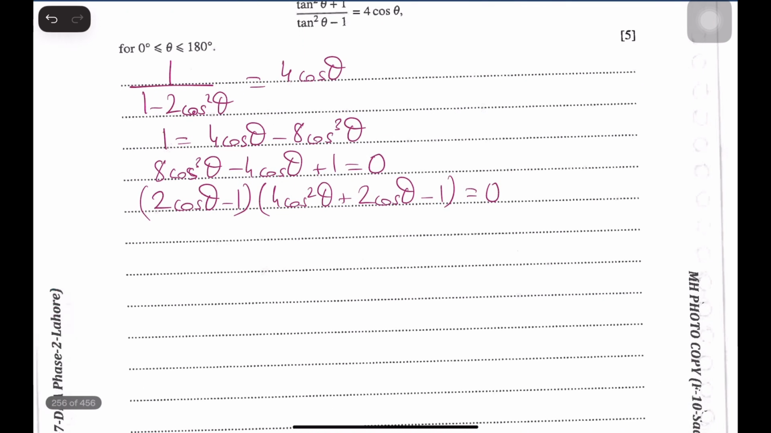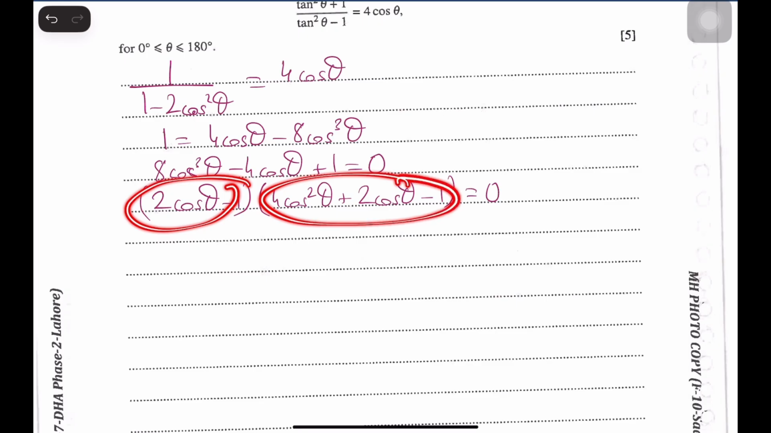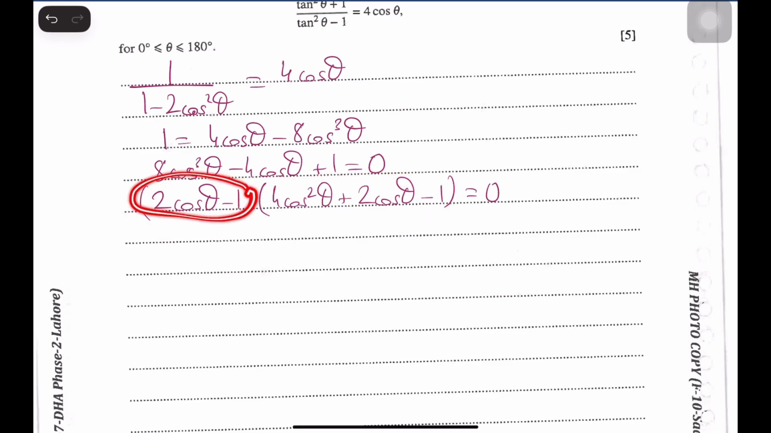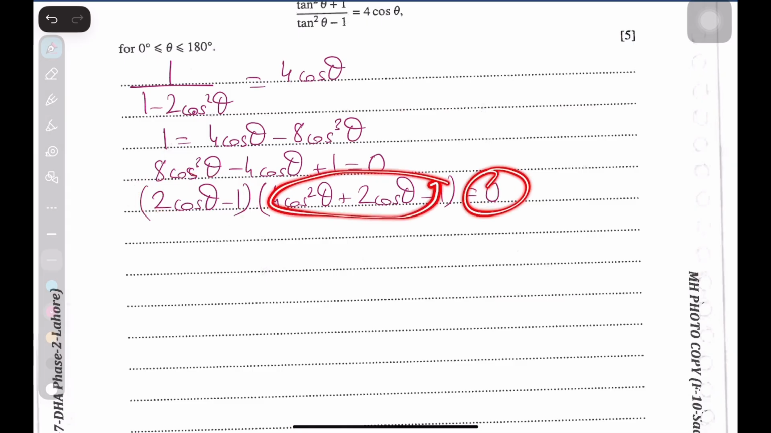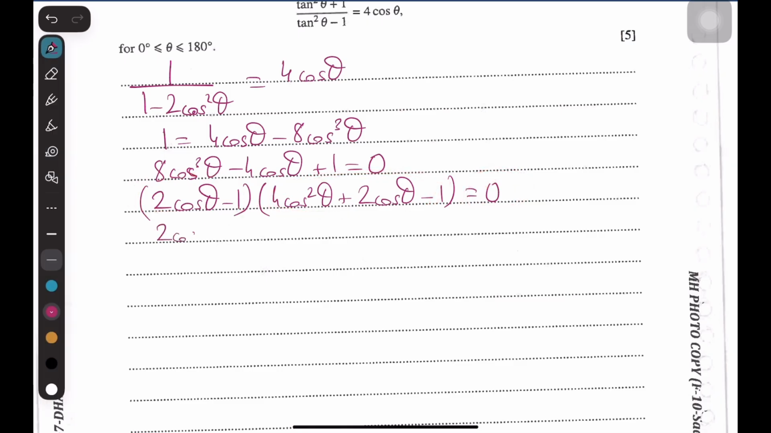So if it's saying that this multiplied with this is equal to 0, so it's possible that this bracket is 0. If this bracket is 0, then we'll get the output as 0, and if this bracket is 0, we'll get the output as 0. So both of them can be equal to 0. So we have 2 cos theta minus 1 equals 0, or 4 cos square theta minus 2 cos theta minus 1 equals 0. This just becomes cos theta equals half.